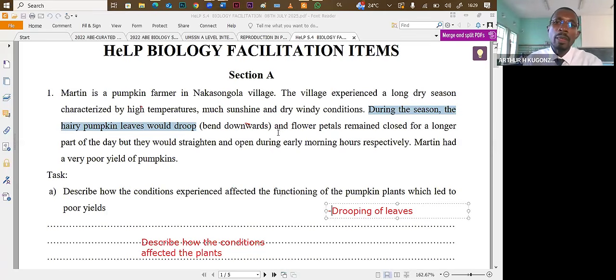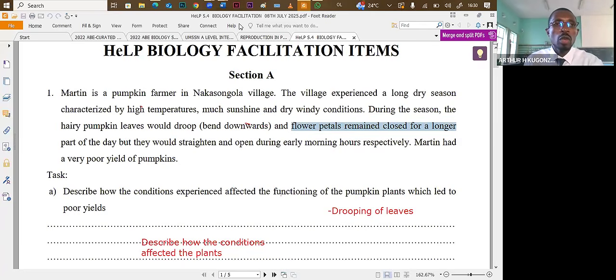Then I'll continue reading. And flower petals remained closed for a longer part of the day. Now, this one could also be caused by the conditions, the closure of the flower petals for a longer part of the day. So I think this is also another thing that I'm looking for.